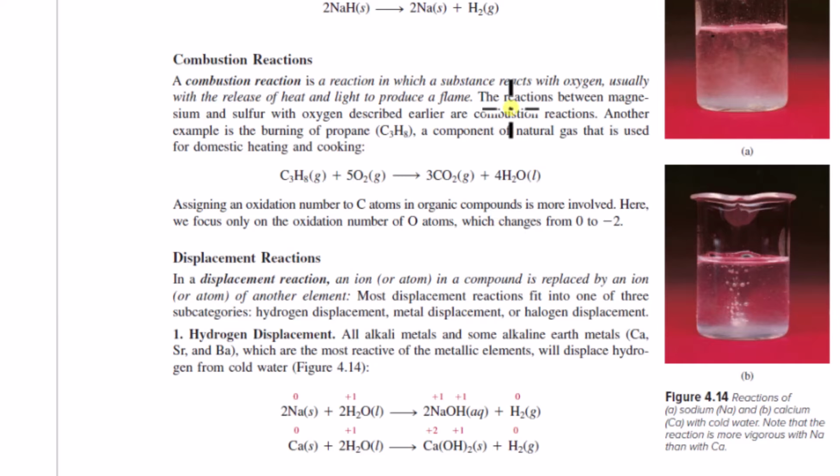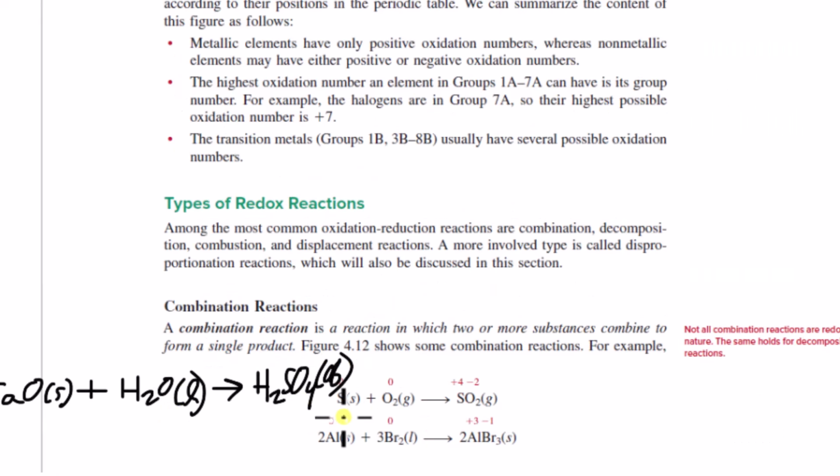Okay, like it says, the reactions between magnesium and sulfur with oxygen described earlier are combustion reactions. So if we come back to this reaction here, solid sulfur combining with O2 gas to produce SO2, this is the combustion of sulfur. So you see there's no CO2 or H2O produced. All you get is just SO2, and there's going to be heat released.